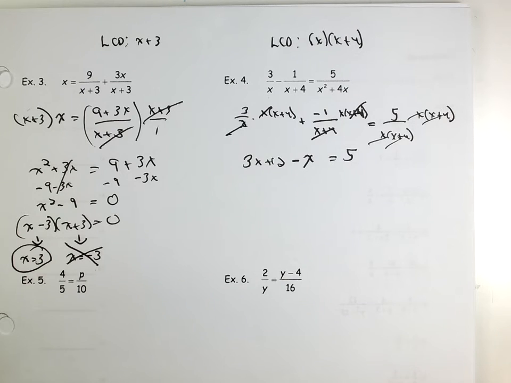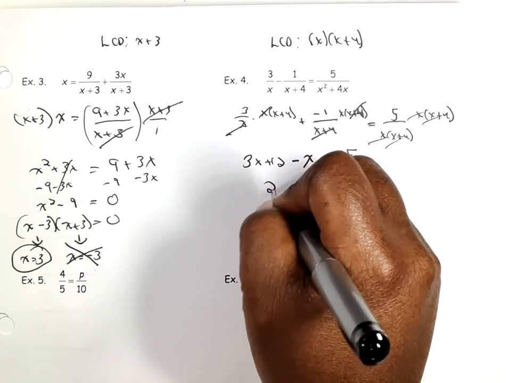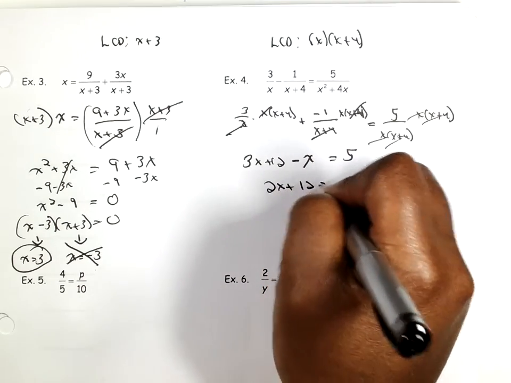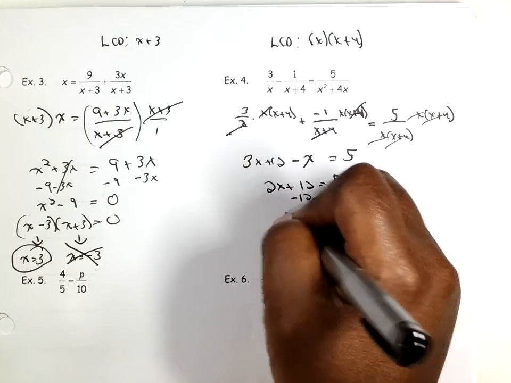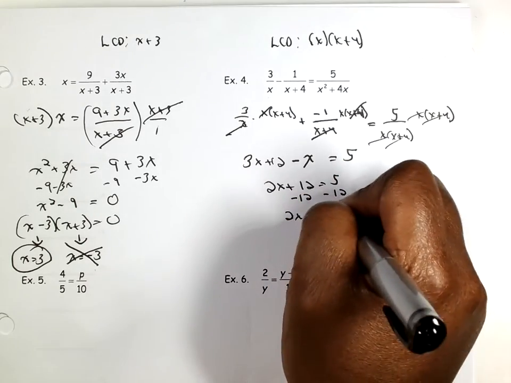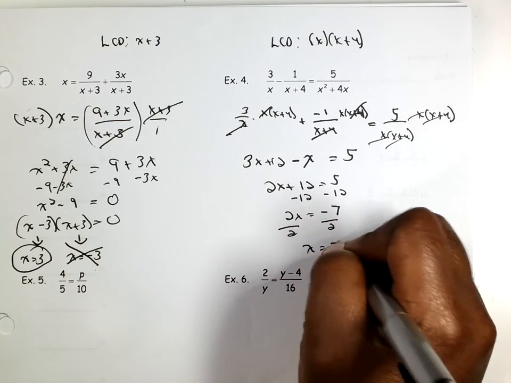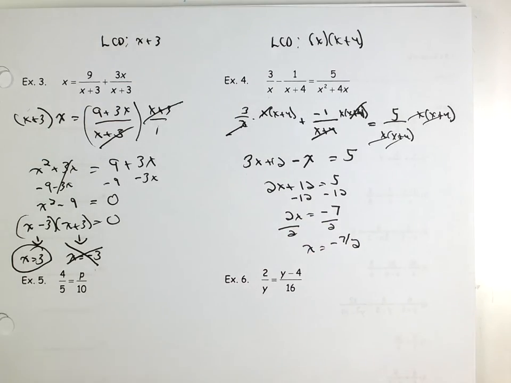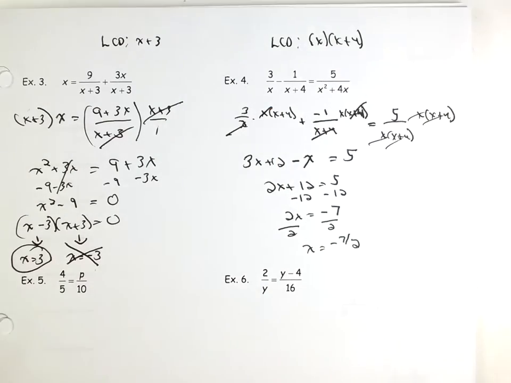No square terms, so I'm just isolating my x. So 3x minus x gives me 2x plus 12 is equal to 5. I'm going to subtract 12 and then divide by 2. So I get x is equal to a negative 7/2, which is fine because the only thing that I'd have to worry about is x equaling 0 or negative 4.